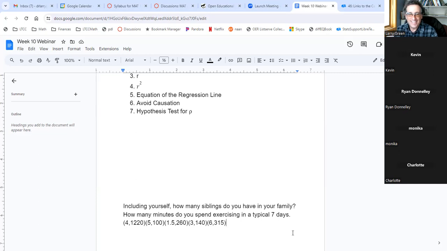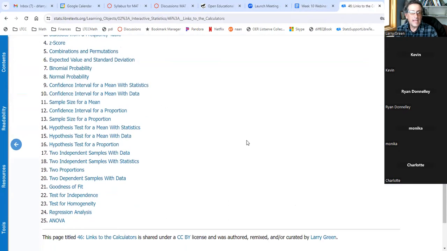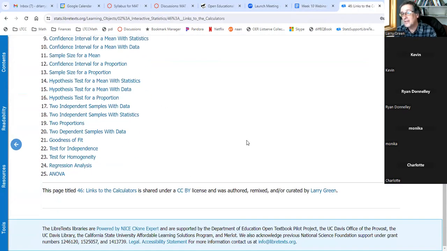Okay, so here we go. We have a bunch of data values. What we want to do is look at this and see, is there any kind of relationship between the number of siblings a person has and the amount of exercise they get? Does that make sense? So what I'm going to do is go to the calculator. Any guess on what calculator I'm going to use?